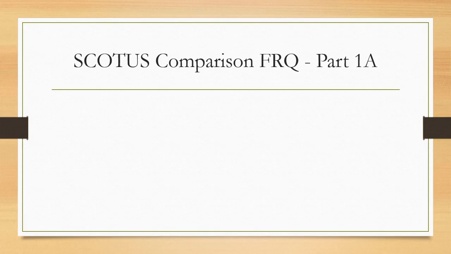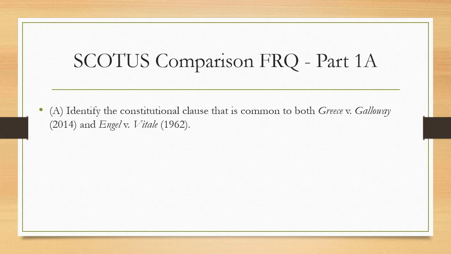Now, if you were confused at all while I was talking when we were creating our outline, hopefully showing you how the response is written out in this sample question will help you. So, SCOTUS Comparison FRQ Part 1A. Identify the constitutional clause that is common to both Greece v. Galloway and Engel v. Vitale. Again, it's an identify question, so it should be pretty straightforward as long as you know your 15 cases, right?